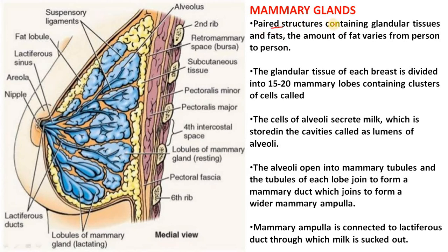It is a paired structure containing glandular tissue and fat, and the amount of fat varies from person to person. The glandular tissue of each breast is divided into 15 to 20 mammary lobes containing clusters of cells.